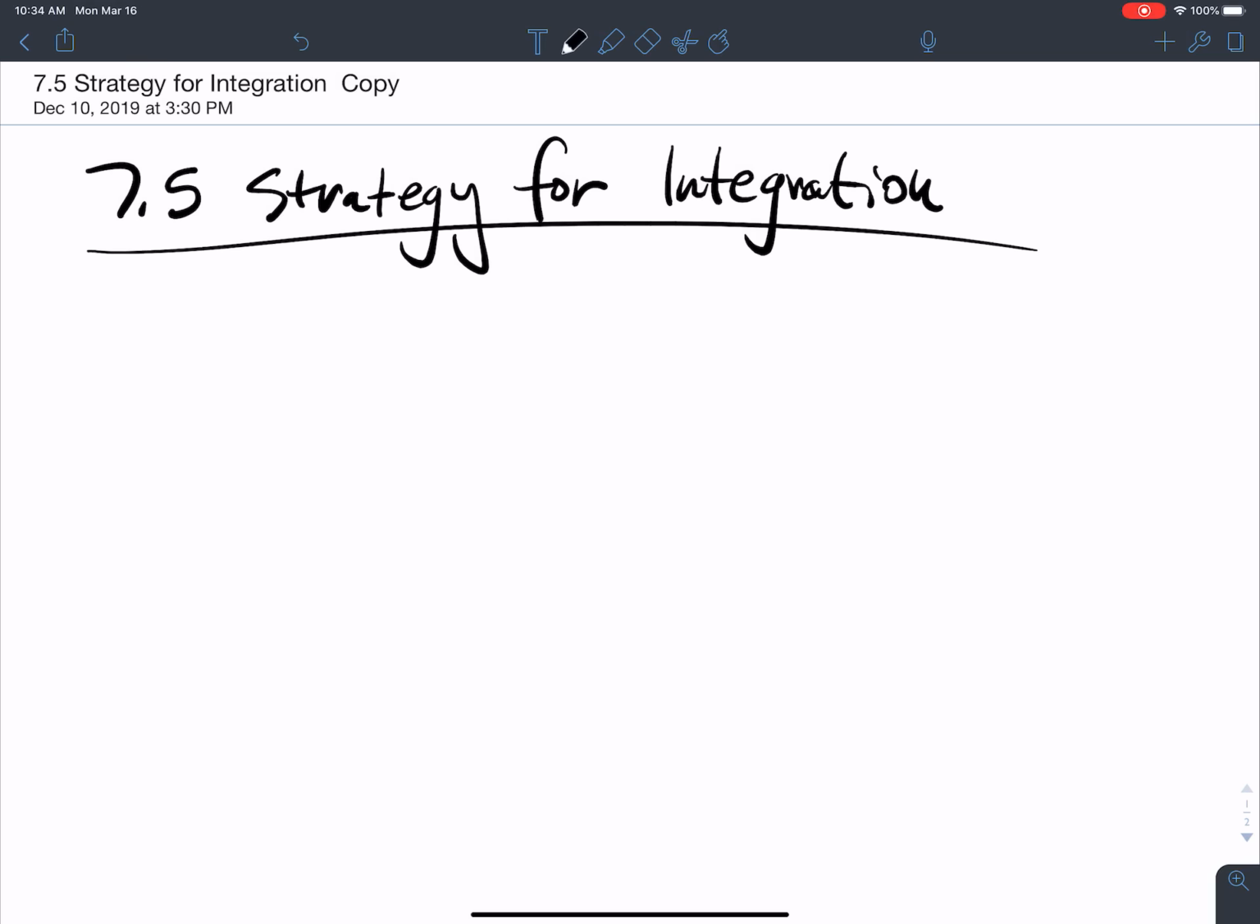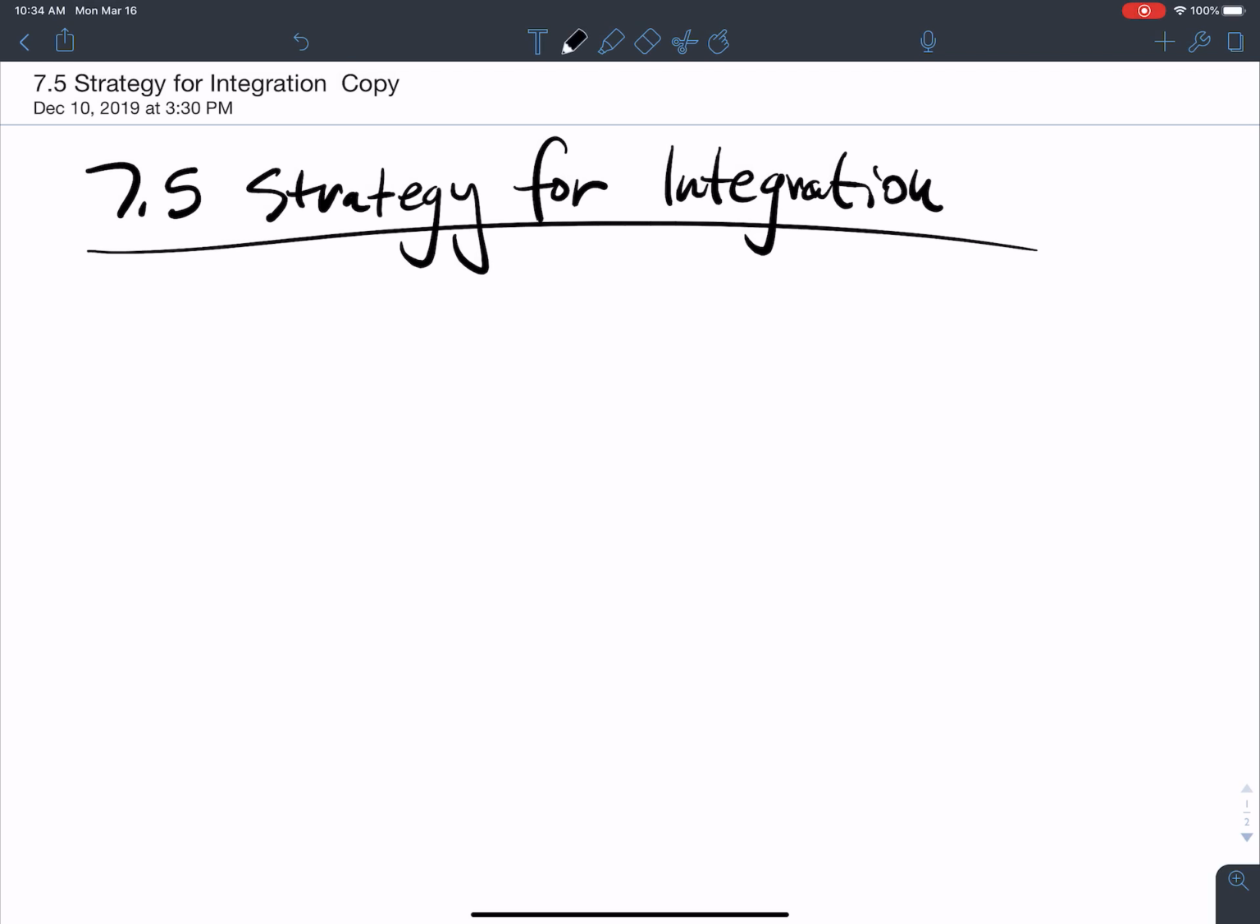All right, so this is Cal 2, 7.5 strategies for integration. If you hear my son screaming in the background, I'm sorry about that, but that's one of the consequences from working from the house.